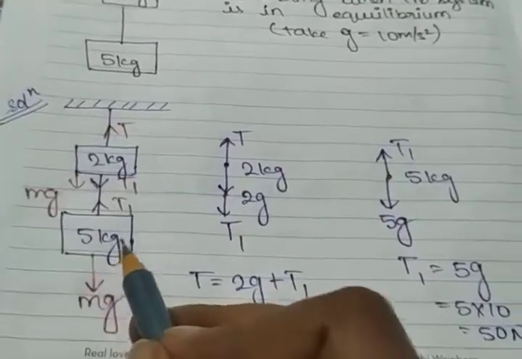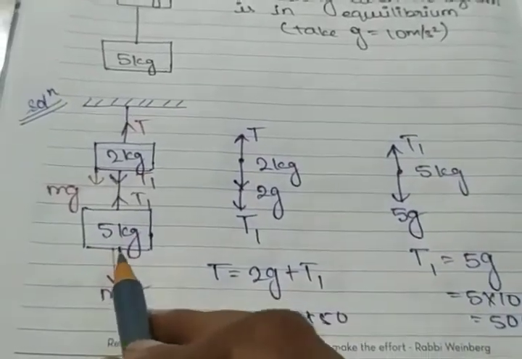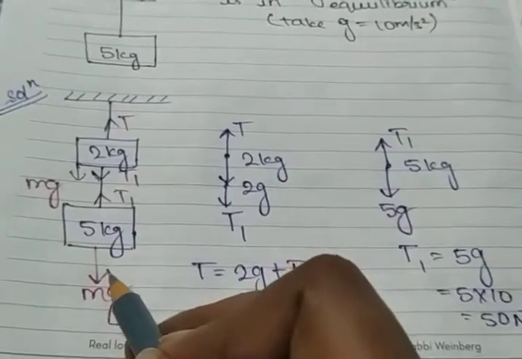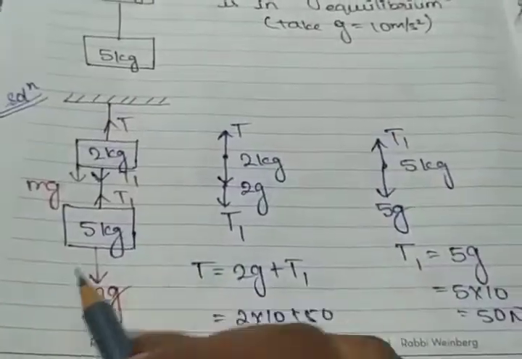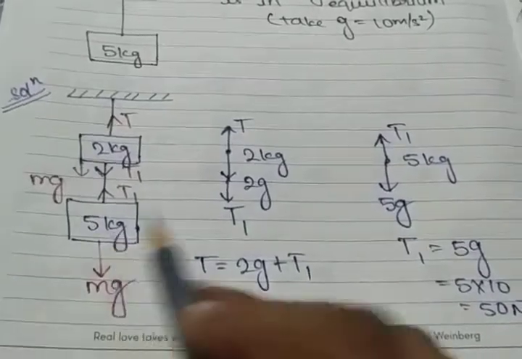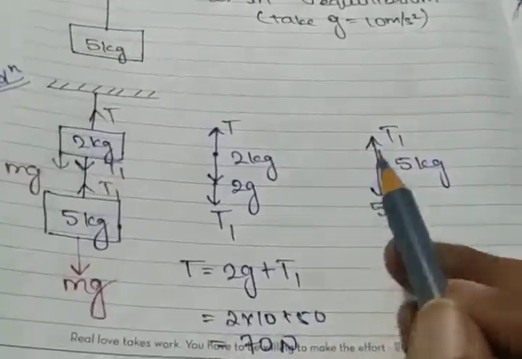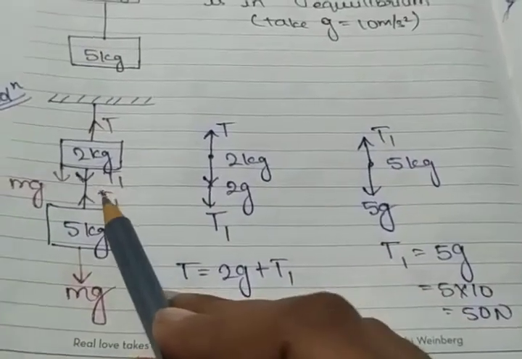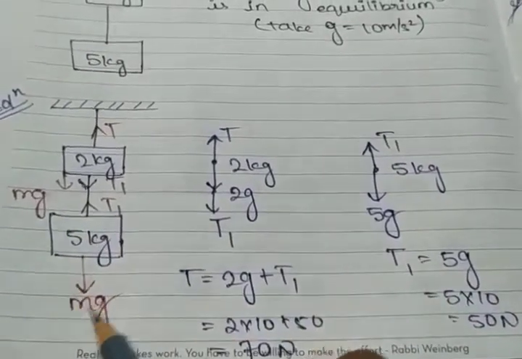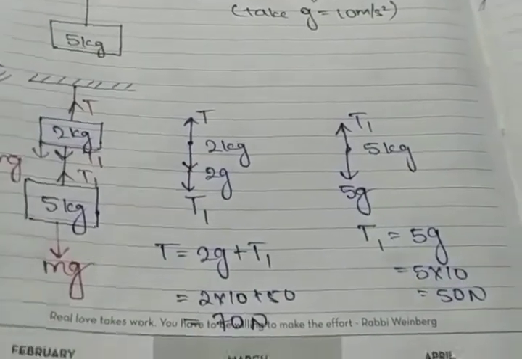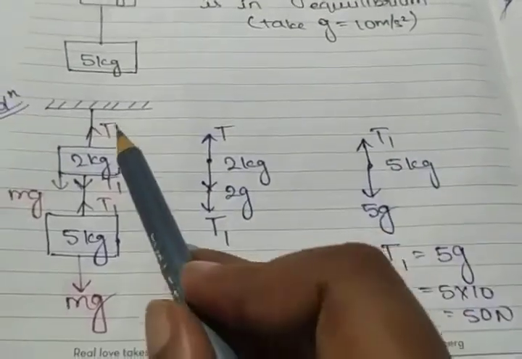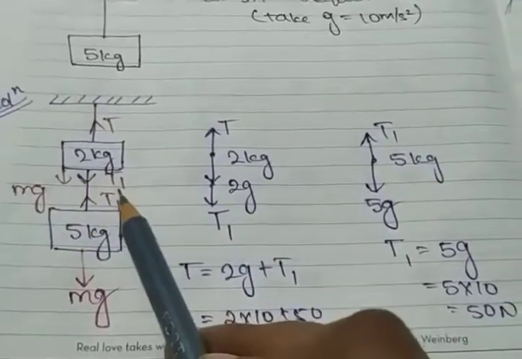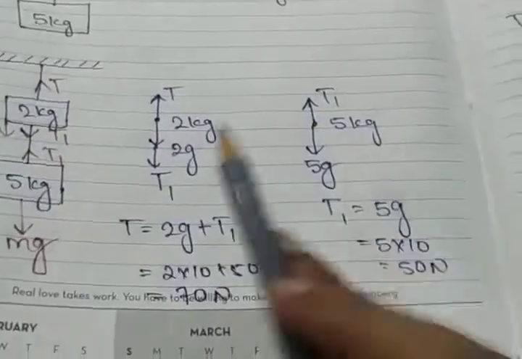Similarly, for the free body diagram of the 5 kg mass, tension T1 is pulling it up and mg is acting downwards. Is there any other force acting on the body? No. In a free body diagram we consider only those forces which are acting on the body. So T1 is acting on this body and mg is acting on this body. Our work is to find the tensions in the wire. In this wire T is the tension, in this wire T1 is the tension. So we want to find T and T1.